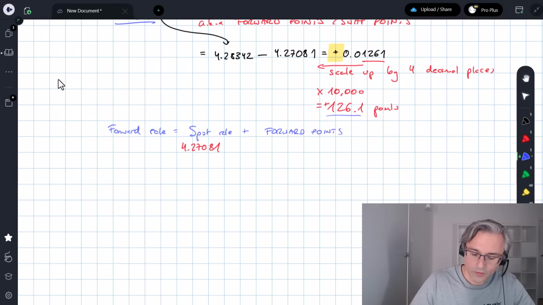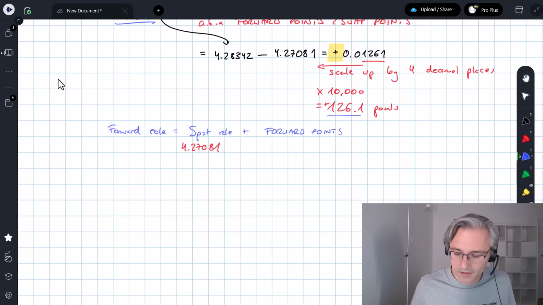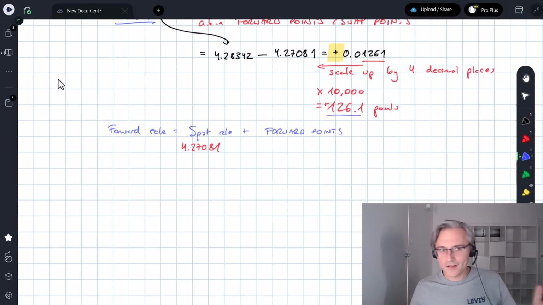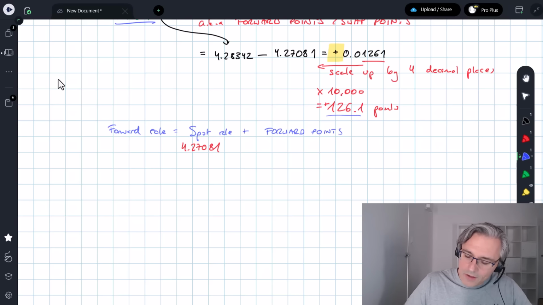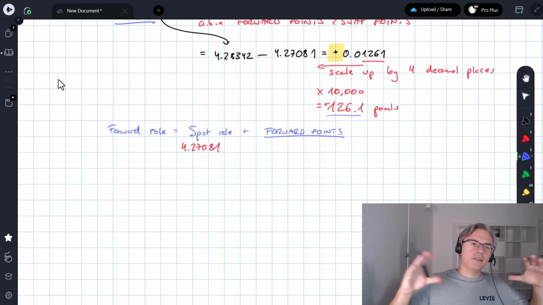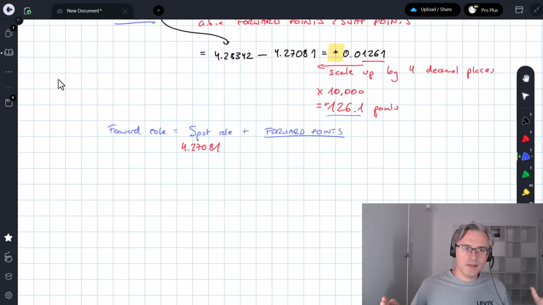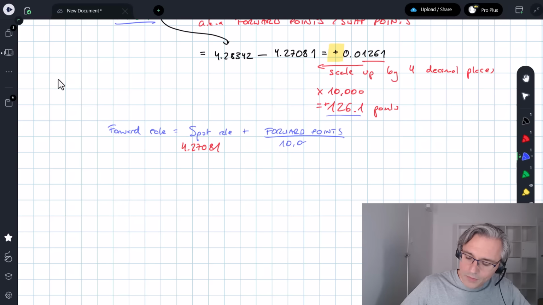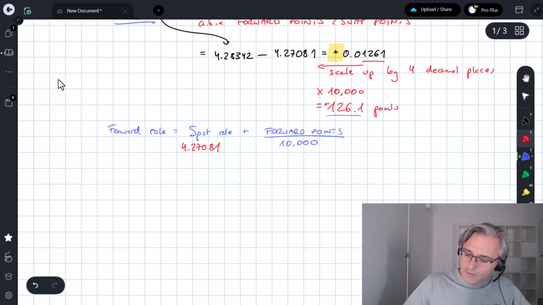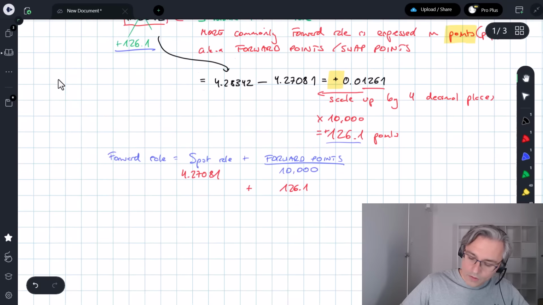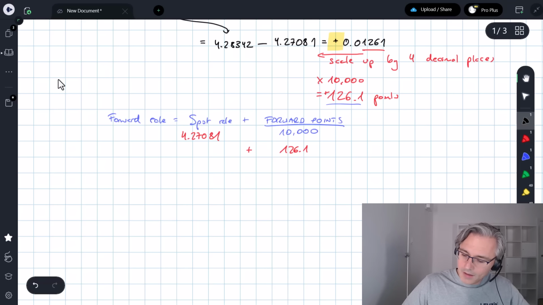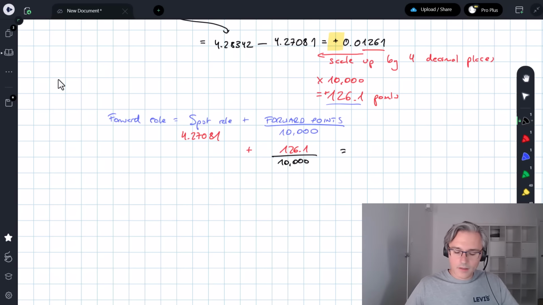but don't add 126.1 to 4.27. You'll get a wacky number like 130. That's not the exchange rate. Because those forward points are always scaled up by 4 decimal places, unless it's the yen, then 2, you have to divide them by 10,000. So effectively, you add 126.1 points positive over 10,000, and let's see what you get.